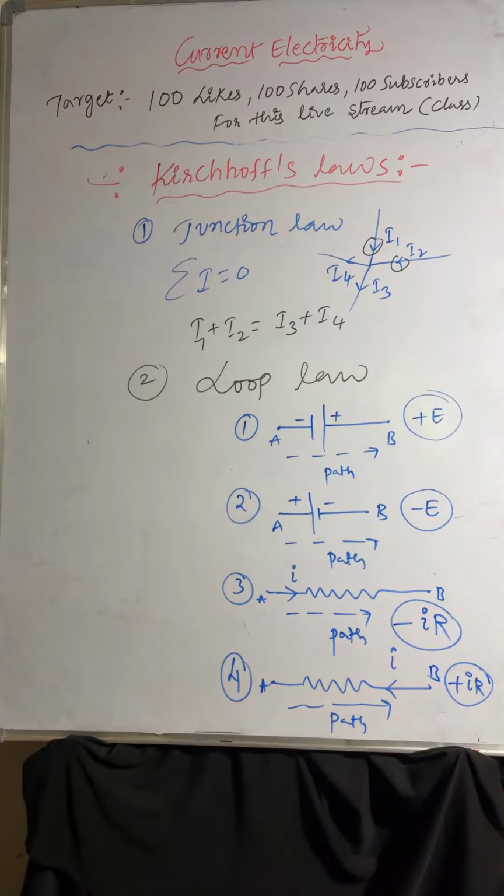IR term is positive. Understood or not? These 4 points are very, very important. So follow carefully. So Kirchhoff laws, under that junction law and loop law. Is it clear?